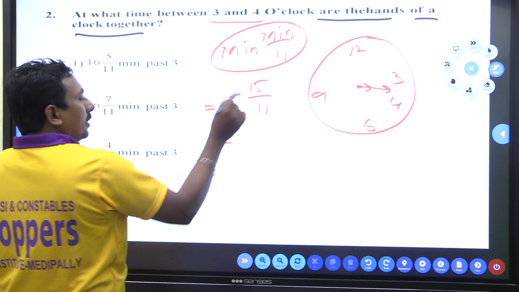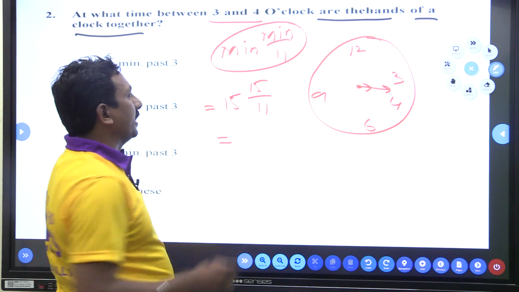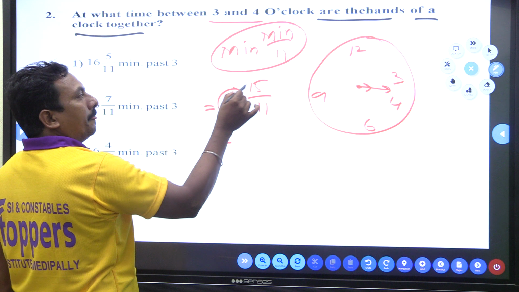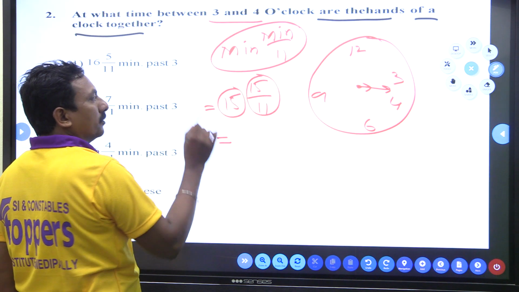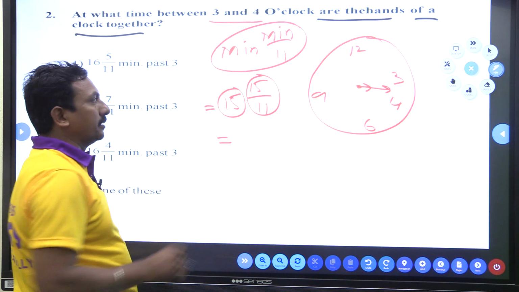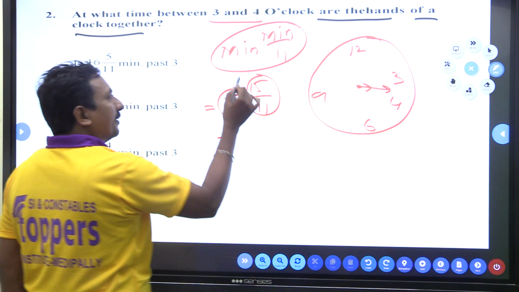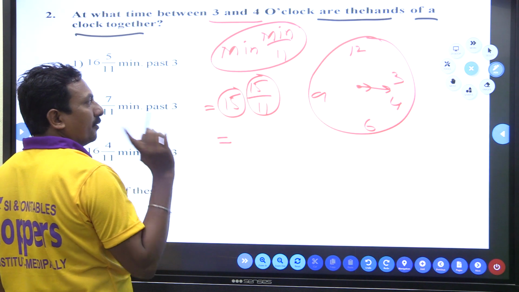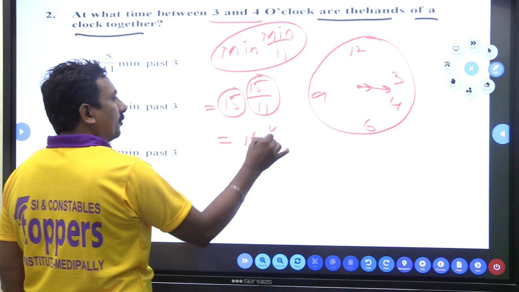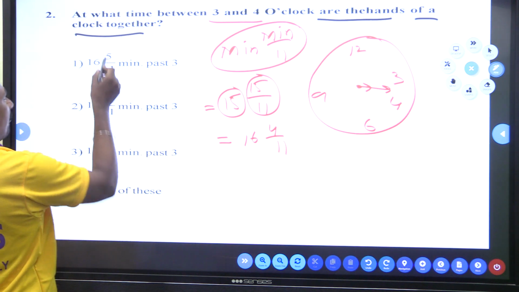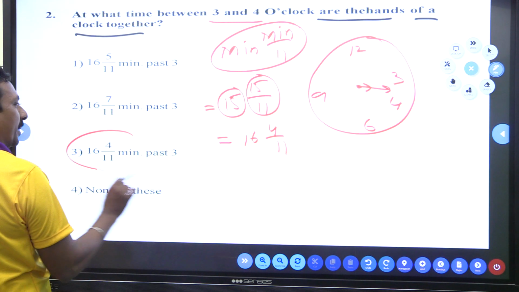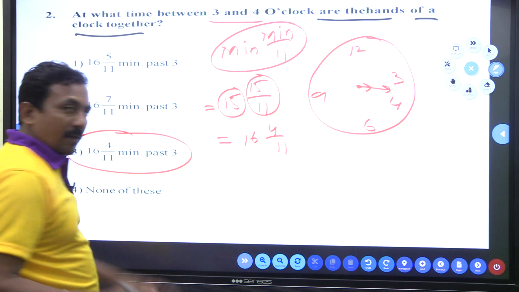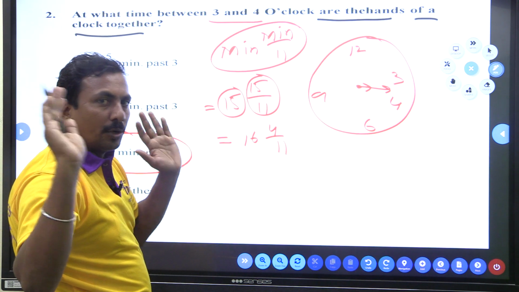Here a mixed fraction is given. A mixed fraction is a whole number and a proper fraction, but this is not a proper fraction, so we convert it into a proper fraction. How many times does 11 go into this? One time. So 16 and 4 by 11. So it is 16 and 4 by 11 minutes past 3. Clear?